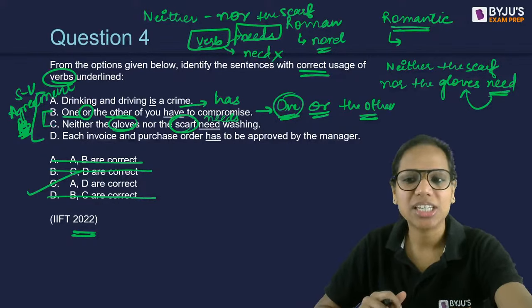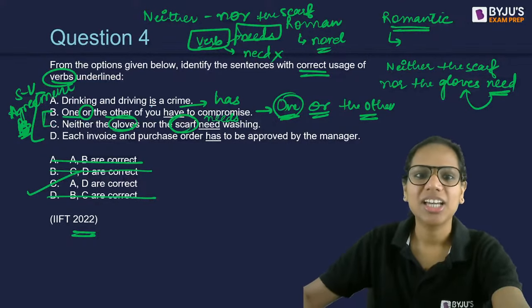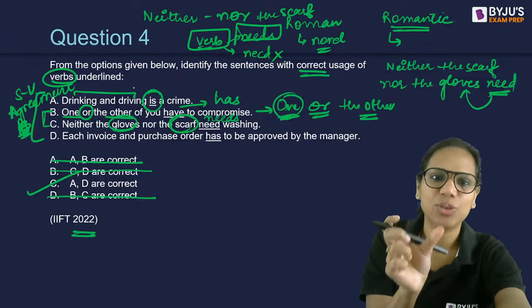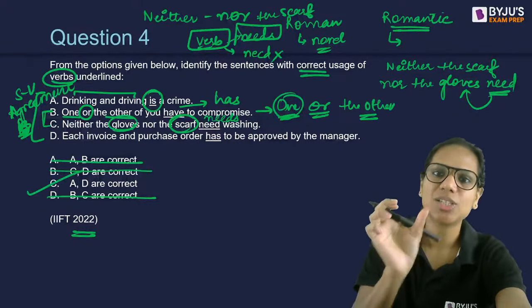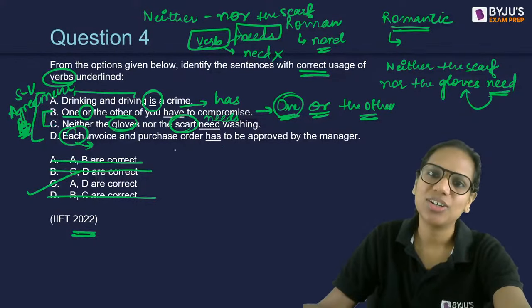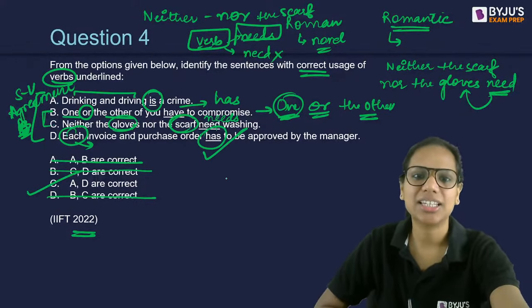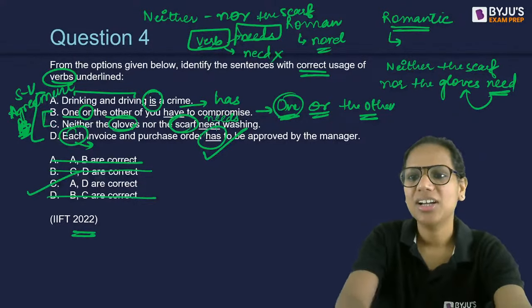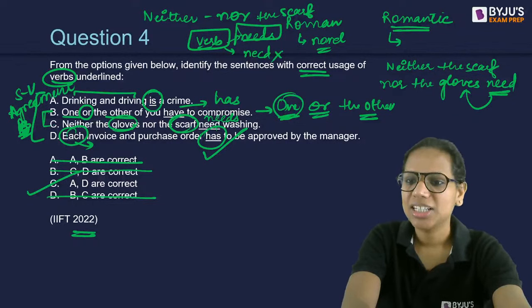Drinking and driving is a crime, right? We are using "is" because we mean this to be one activity. Drinking and then driving, we are taking it as one activity, right? Each invoice, each is always singular. So "has" is correct here. That's why C is the answer. Okay, clear to everyone? So far, whatever we have done is clear? Yes?